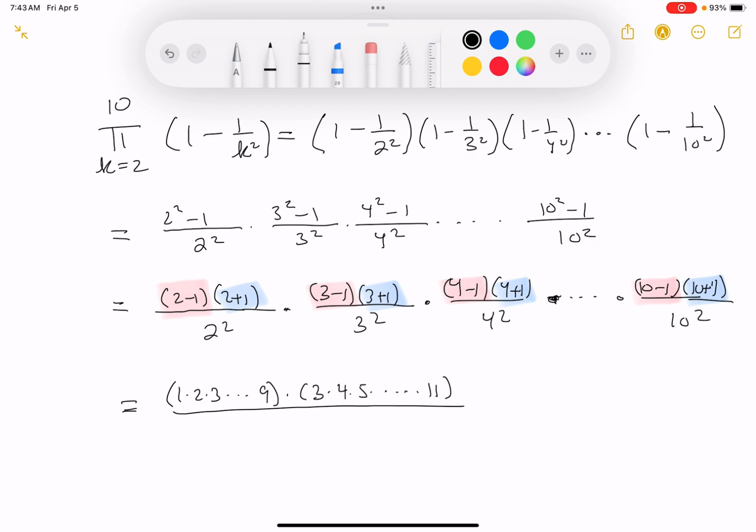Now, what do I get on the bottom? Well, I get products, and I'm going to write them down in two different groups, by the way. So it's going to be 2 times 3 times 4, and so on, up to 10. I'm doing this over here, by the way. But that occurs twice, so it's going to be 2, 3, 4, up to 10 in each group.